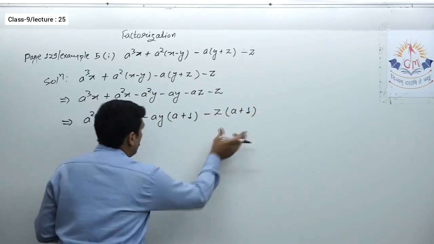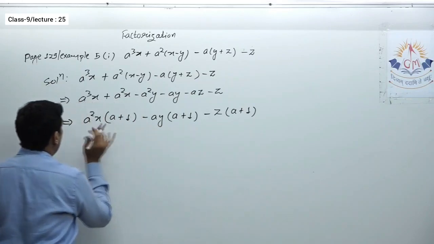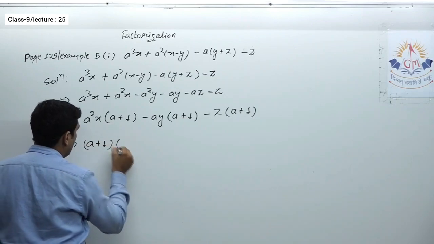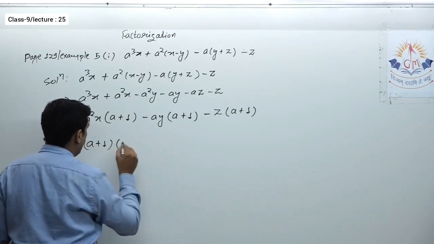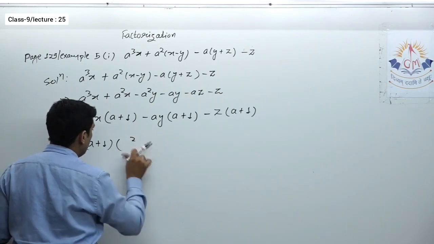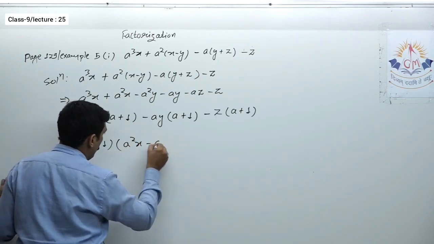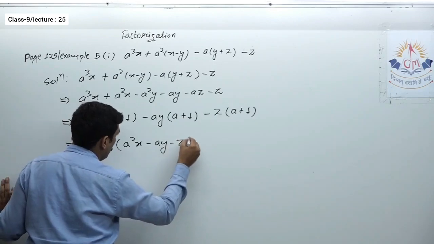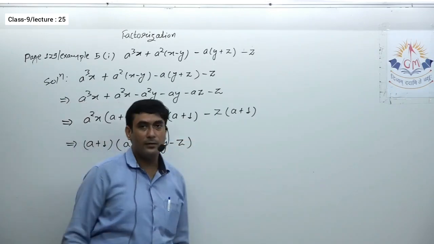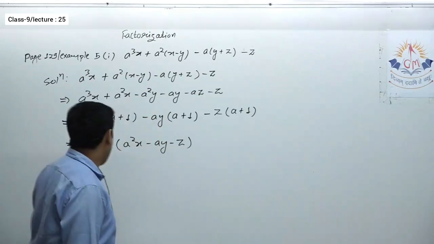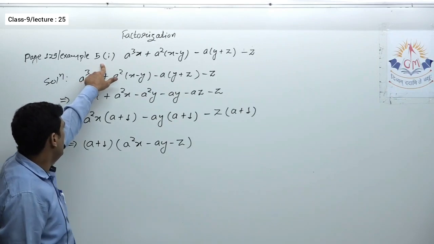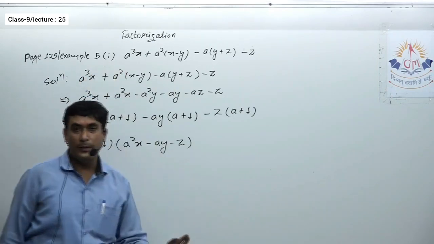So this is done. Now a plus 1, a plus 1, a plus 1, that can be taken common, and when I take this a plus 1 common, I am left with a square x minus ay minus z. Okay, a square x minus ay minus z. So I hope this is clear to you. So note it down. Then we'll see the second question of the main question, fifth.